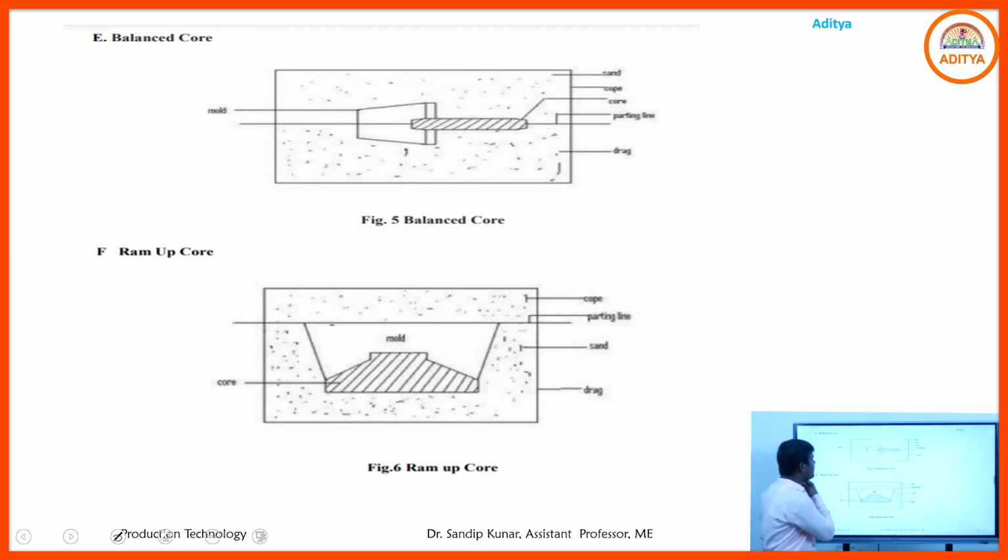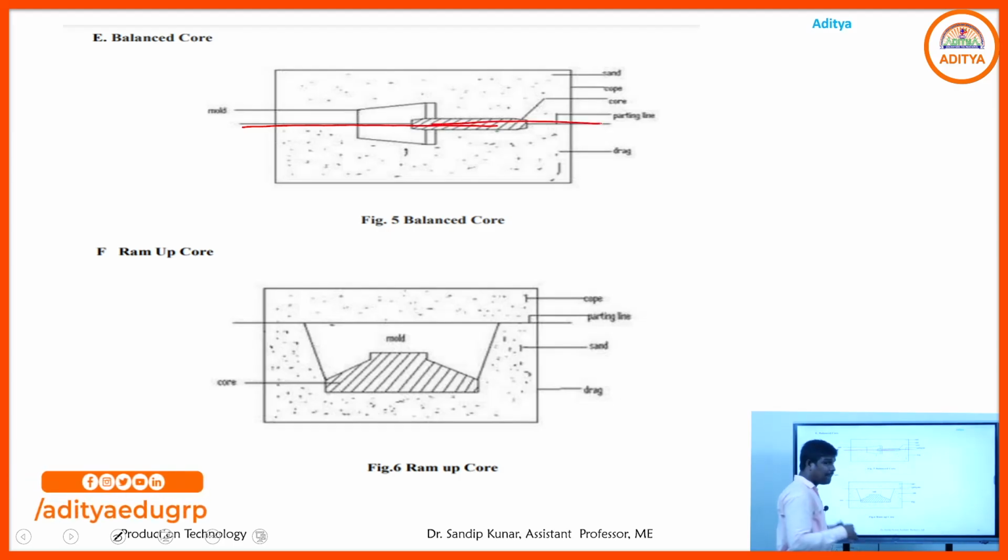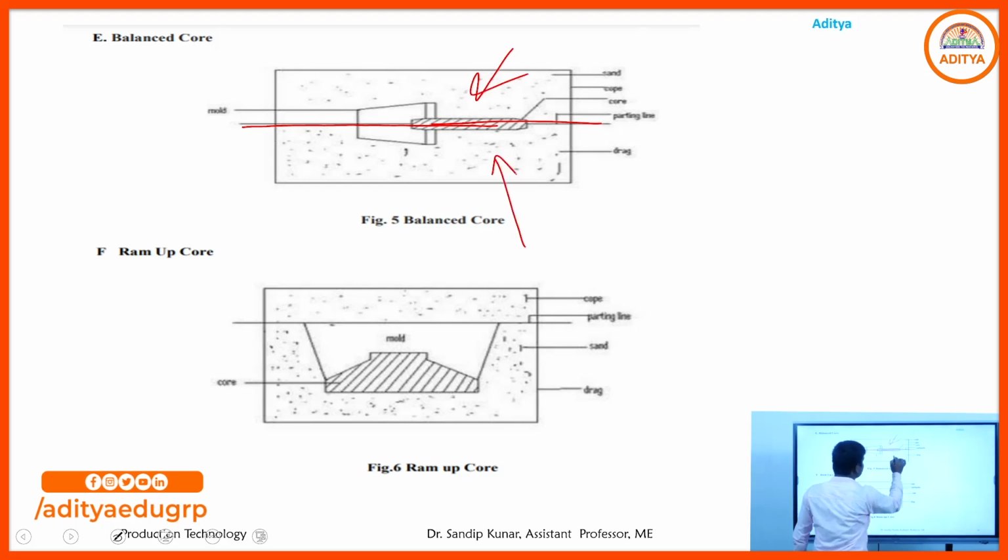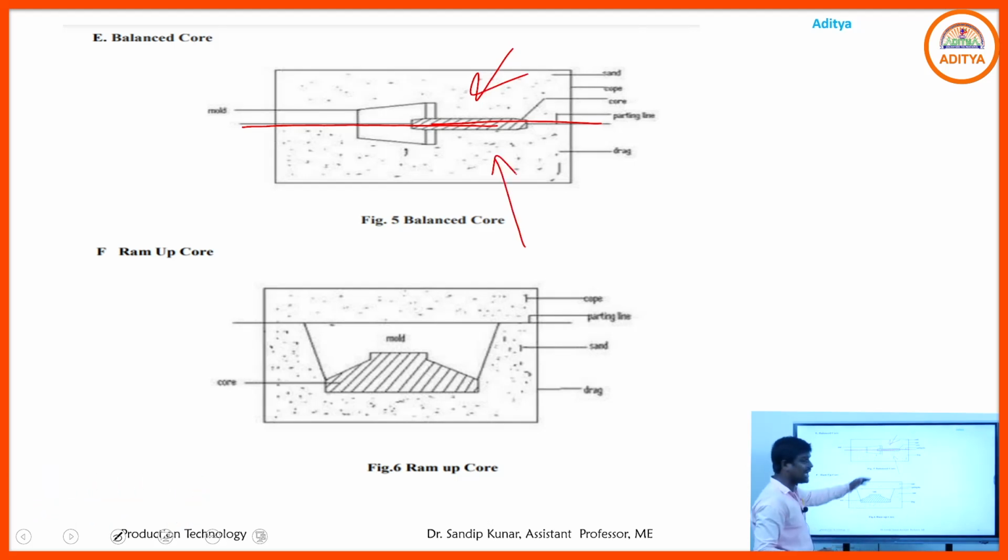Here, balance core. In the case of a balance core, if it is considered as a parting line, half of the core will be on the upper side and the other half will be placed in the lower part of that particular molding box. It is acting as a balance core.